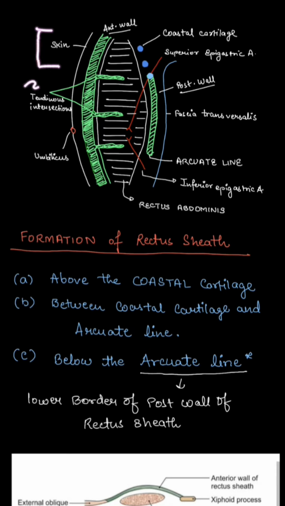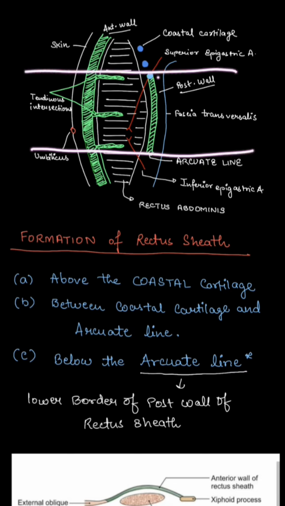Different layers form the different parts of the anterior and posterior walls. So we divide it into three parts. This is the costal cartilage. Above the costal cartilage, this is the first part which we'll study. Then the second part is from the costal cartilage to the arcuate line. And below the arcuate line, this would be the third part.